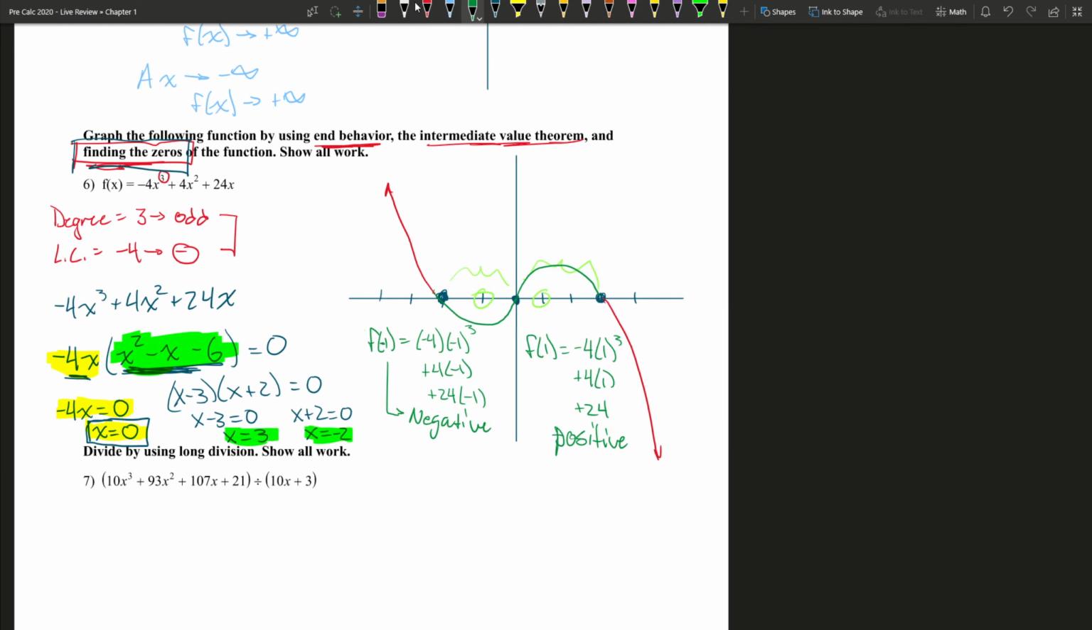Okay, so within this, we found the degree and leading coefficient, which tells us everything in red. We found the zeros, which tells us the blue points. And then we used the intermediate value theorem, which gives us everything in that dark green. You have to use every piece in order to get the full credit. So I'm going to leave that up there for 10 to 15 seconds, and then we'll move on to the next problem.